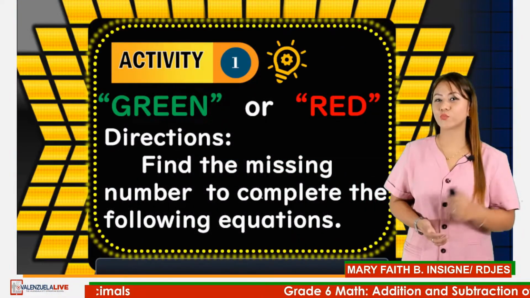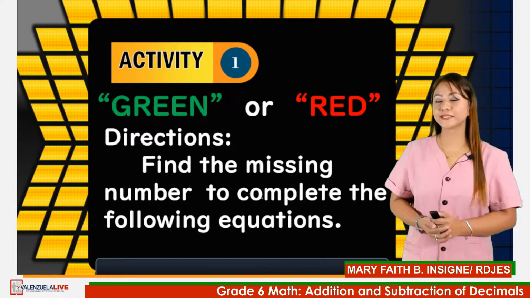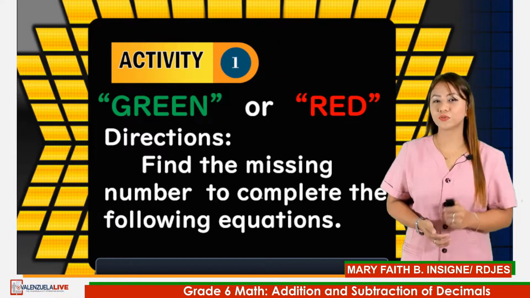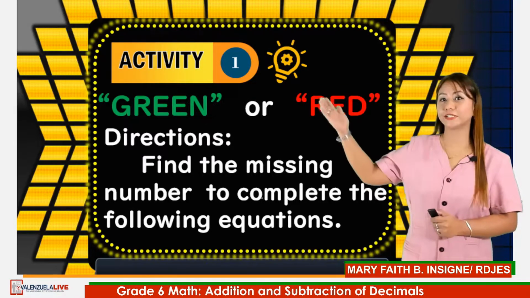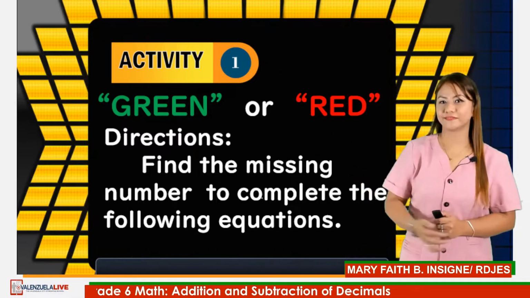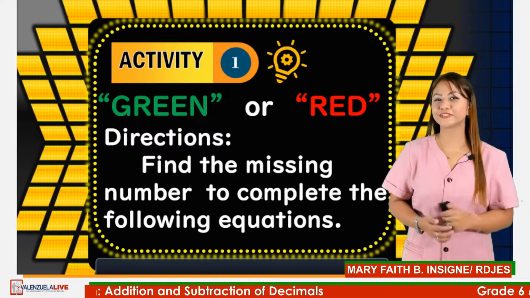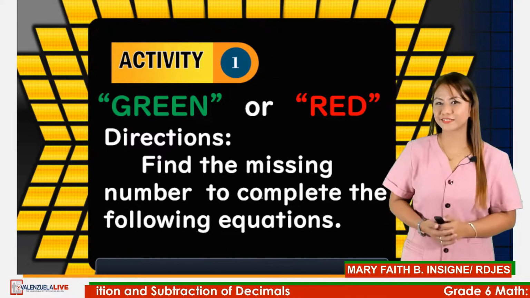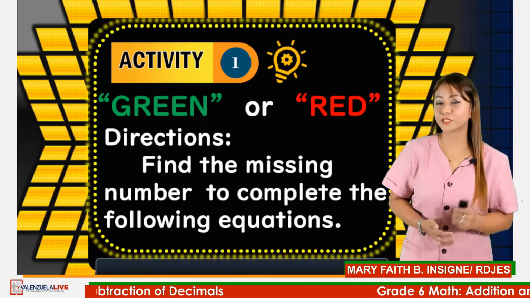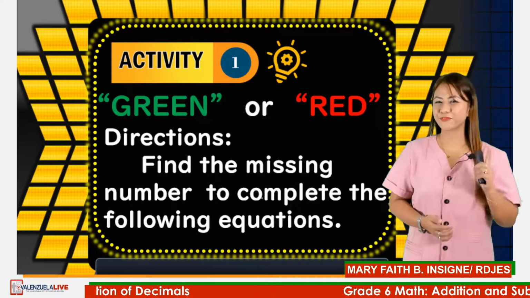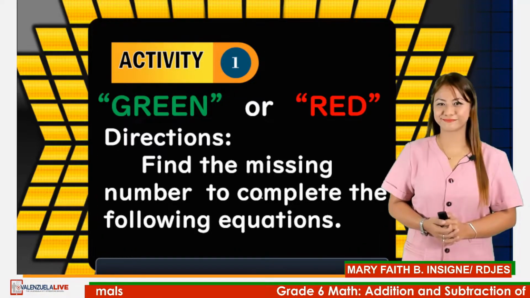Let's have our warm-up activity. Here are the directions. Find the missing number to complete the following equations. Then type in the word green or red in the comment box. I know what you are thinking, but this is not a game. Remember again, you should choose the color of the correct answer. But before that, kindly tap the heart react if you are ready.